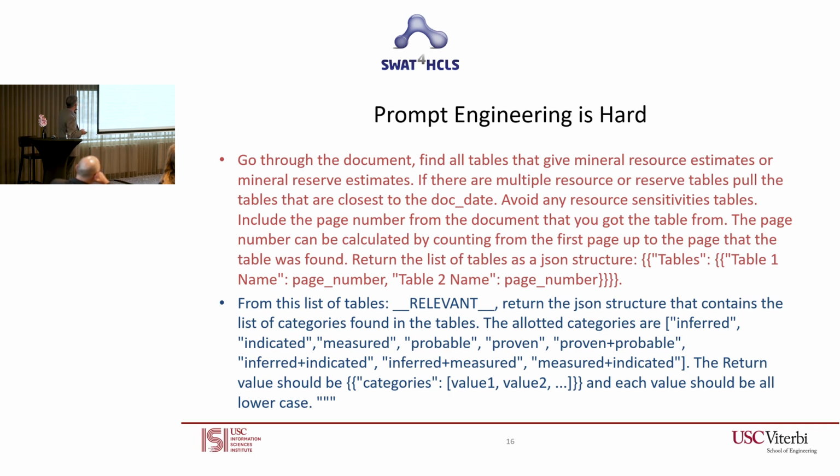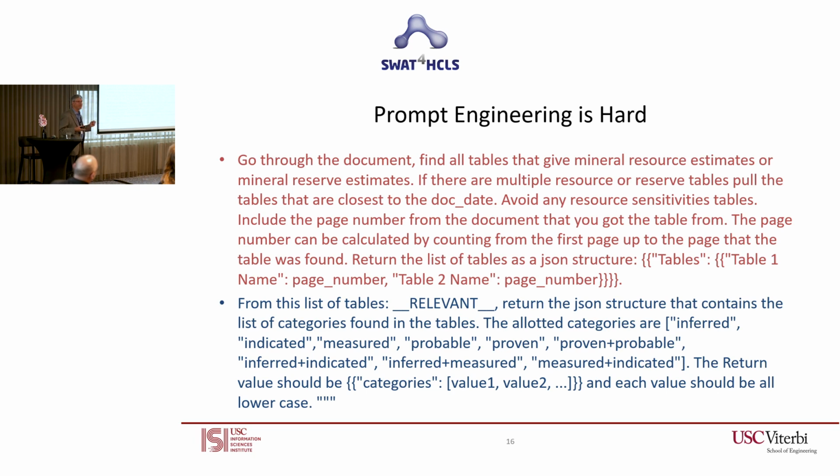I'll read this in case you can't see it. The first prompt says, go through the document, find all the tables that give the mineral resource estimates or mineral reserve estimates. If there are multiple resource reserve tables, pull the tables that are closest to the doc date, which is a variable in this, which I assume is because the ones that are earlier in the document tend to be the current ones, right? So you want to find the earlier ones. Avoid any resource sensitivity tables, because this is a certain kind of table that shows up in the documents that don't have the kind of data that you want, but they're usually labeled that way.